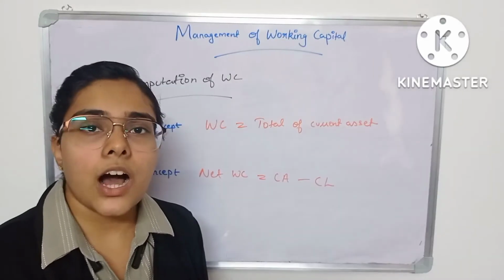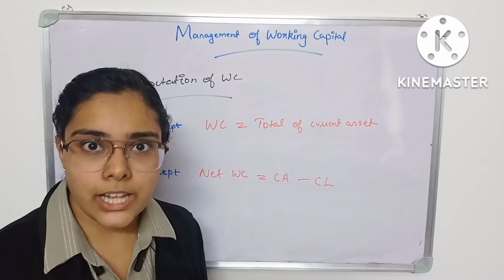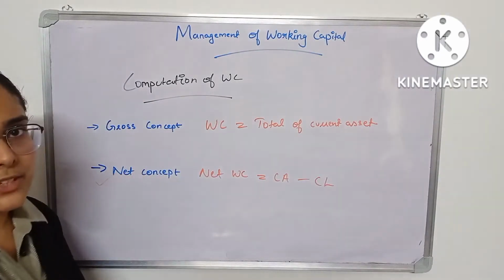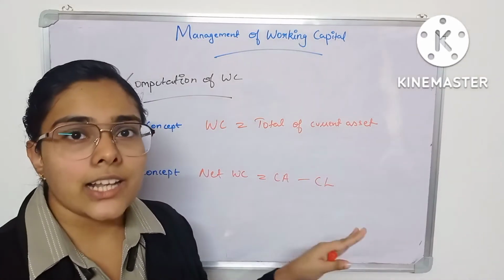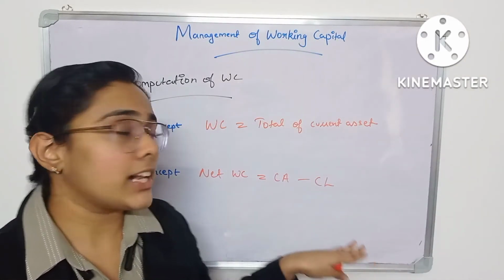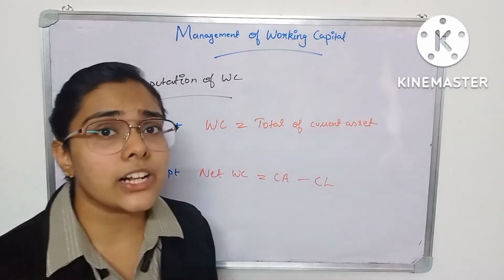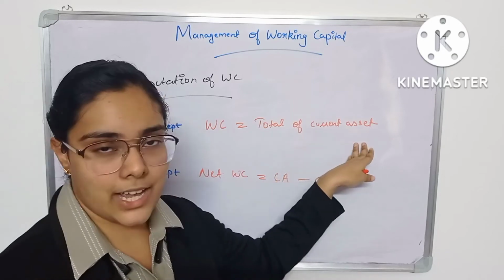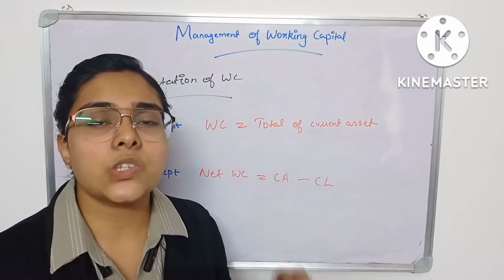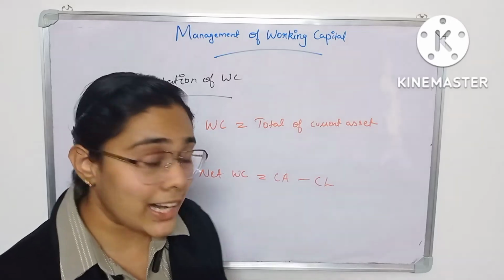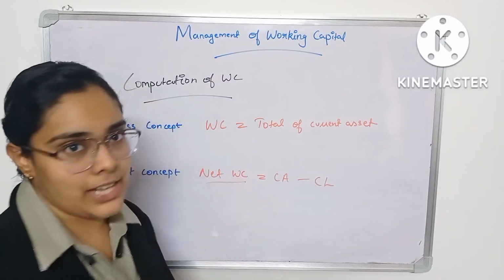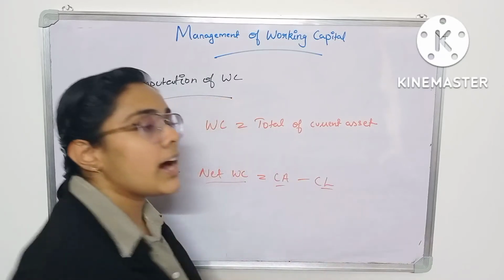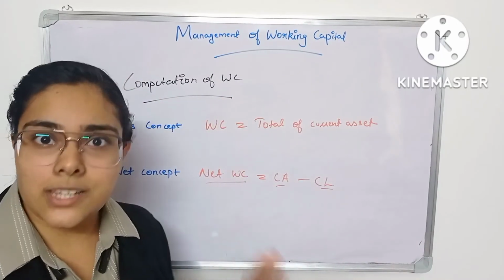If in the question you are asked to calculate working capital, you are meant to calculate working capital under net concept, that is the net working capital. Unless otherwise specified, you have to calculate net working capital. If you are asked to calculate gross working capital in the question, you should do that. That is, you have to take the total of current assets. Otherwise, if you are simply asked to calculate working capital, you have to calculate net working capital. That means you have to deduct the current liabilities from the total of current assets. That's it. Simple as that.